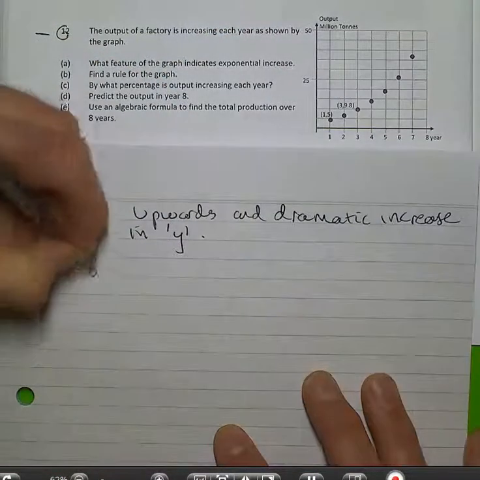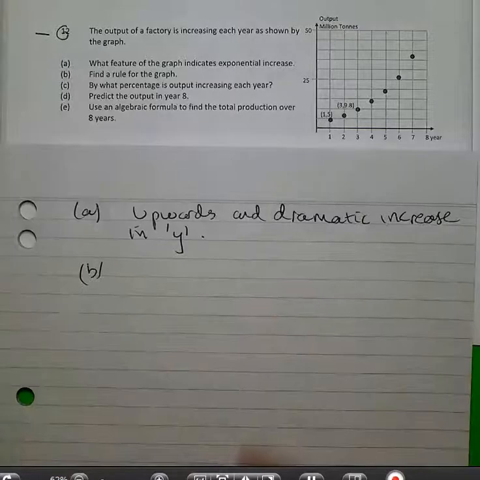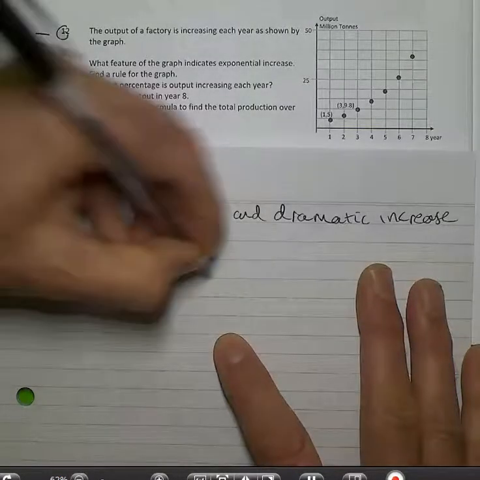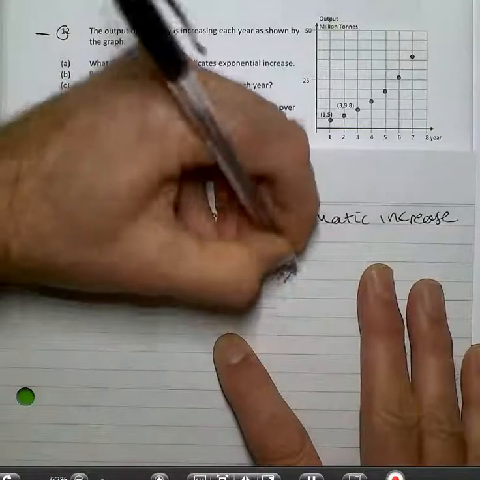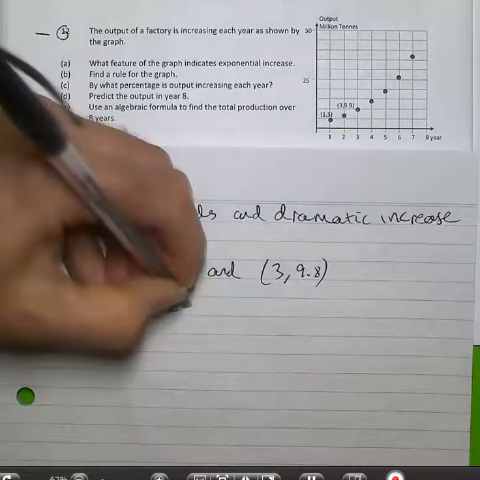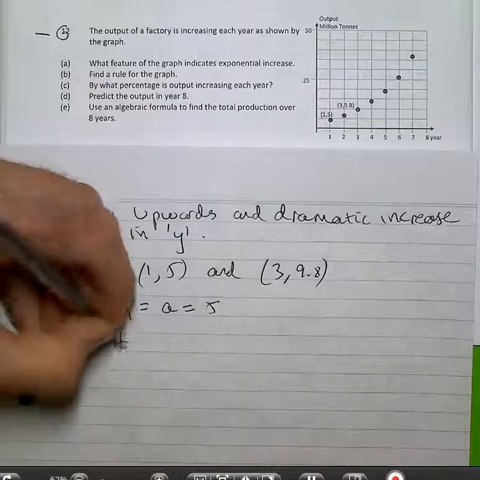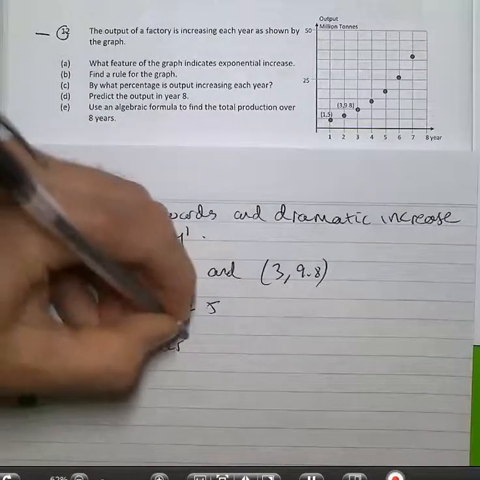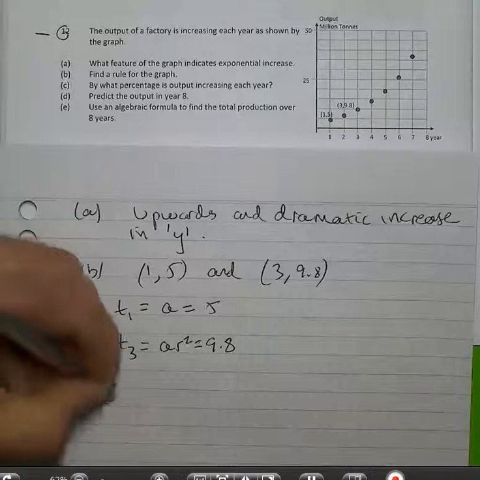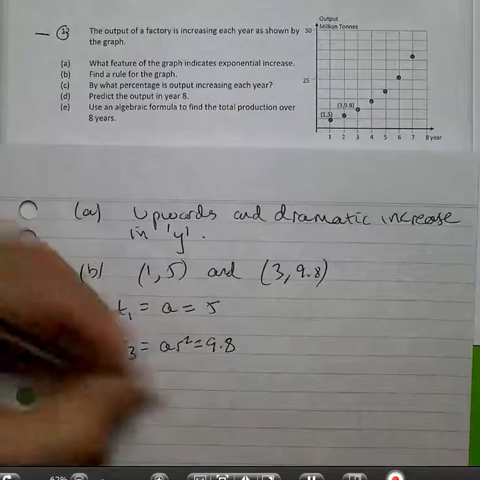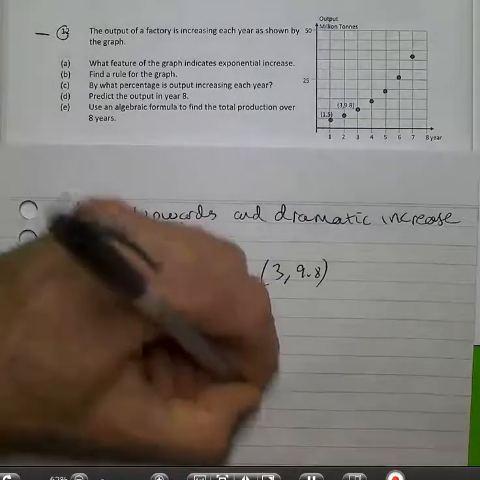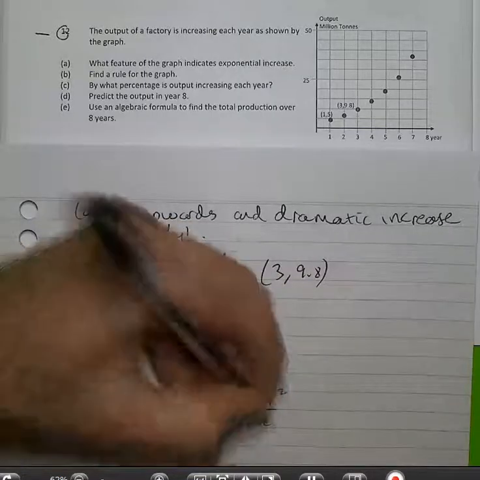To find a rule for the graph, though, what I've got to do, I've got to use the 2 points. I know I've got the points (1, 5) and (3, 9.8). Now that corresponds to T1, which is A, which is 5, and T3, which is AR squared, which is 9.8. So I know that A is 5, and if I divide T3 by T1, I can quickly find a value of R.